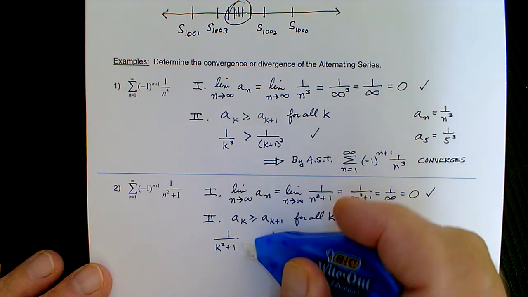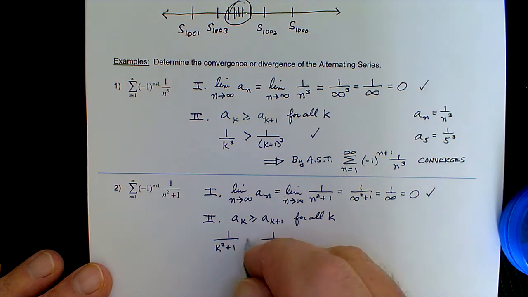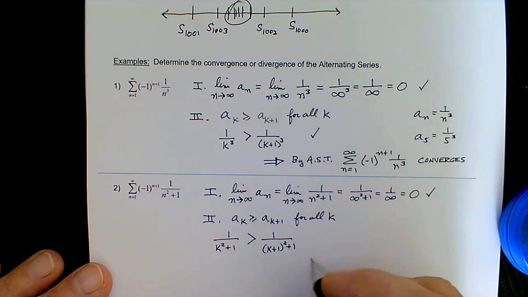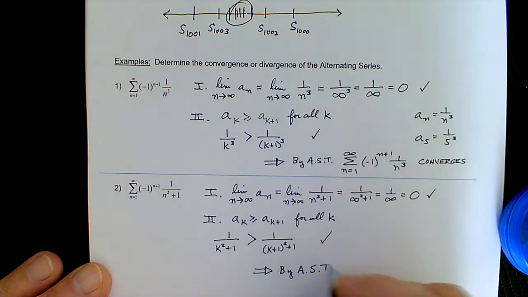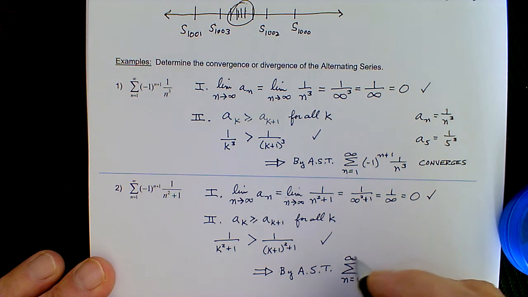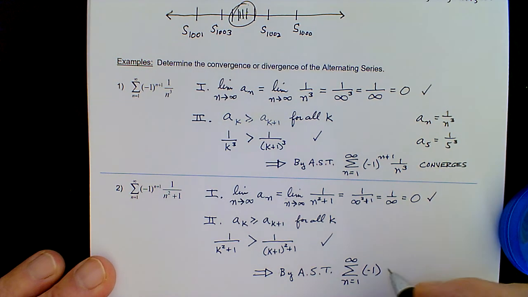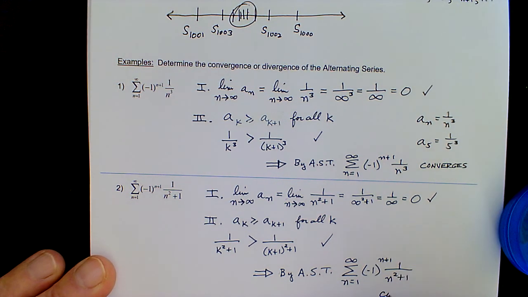And then we could argue similarly that the denominator on the left is always smaller than the denominator on the right, so therefore the reciprocal is greater than, and so that passes the second condition. So then once again, by the alternating series test, the given series, I always like to rewrite it, converges.